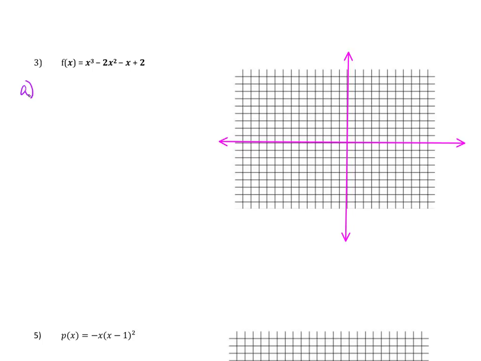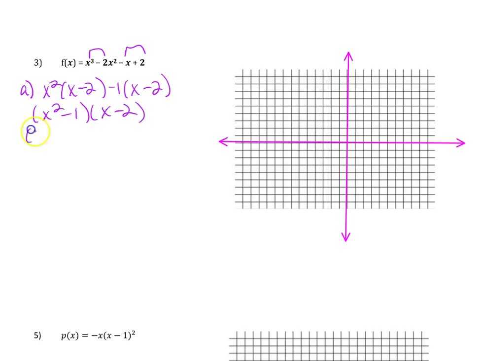Since there are 4 terms, I'm thinking this is a factor by grouping. So I can factor out an x squared from the first 2 terms. And I can factor out a negative 1 from the next 2 terms. There's my common binomial of x minus 2. And x squared minus 1 is a difference of squares problem. And there you go. So by factoring it, I can now set it equal to 0 and see I have roots at negative 1, 1, and 2.